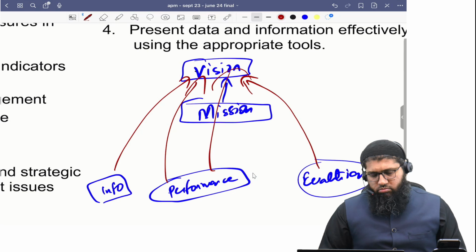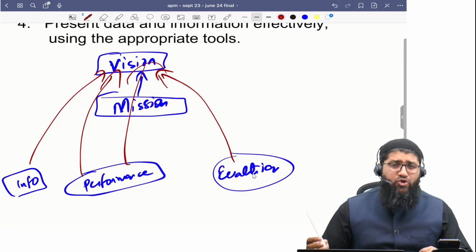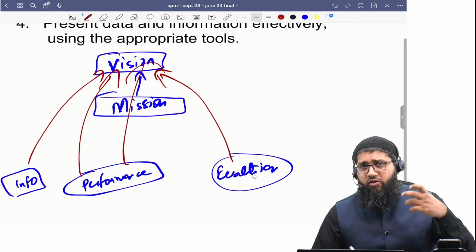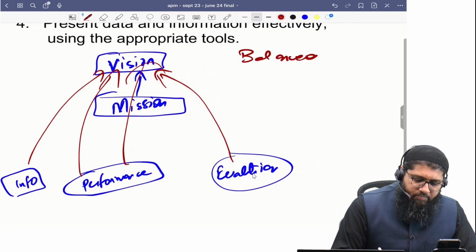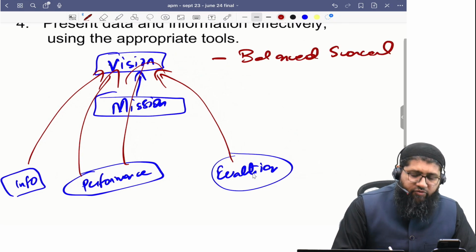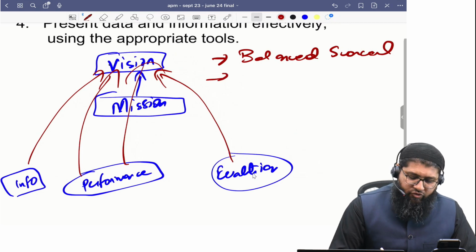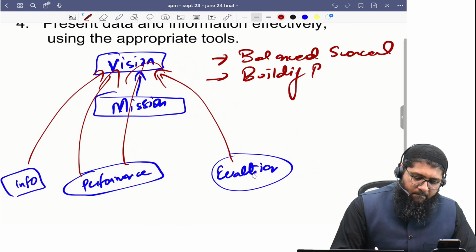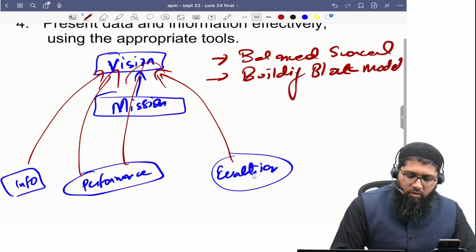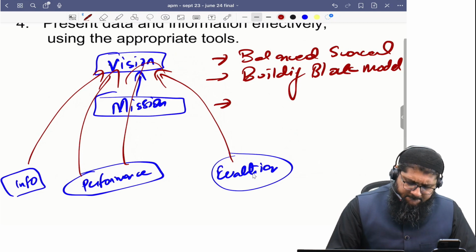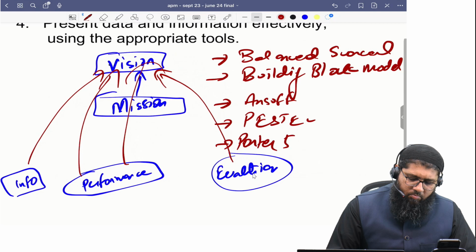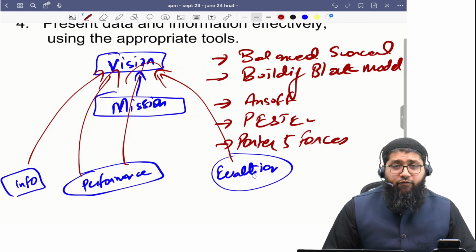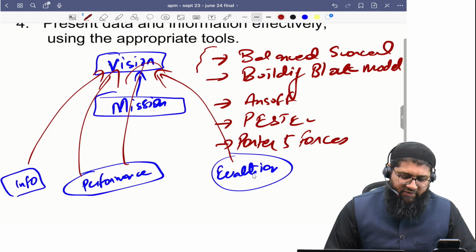Now, when we study the APM, you will come across many different techniques, which could be the balanced scorecard approach, the building block model, the NSOF matrix, the PESTLE model, the Porter's five forces model, et cetera.